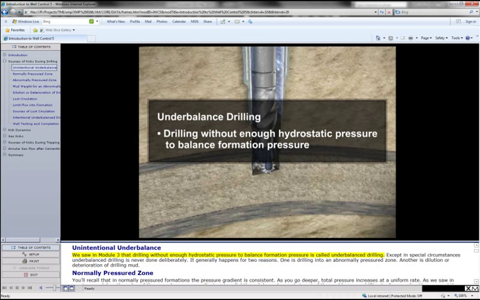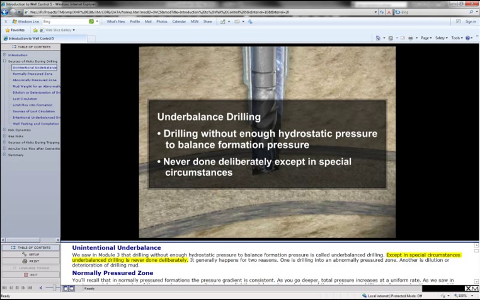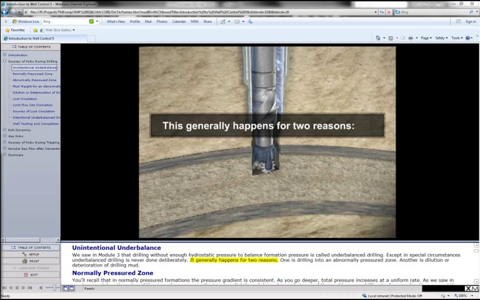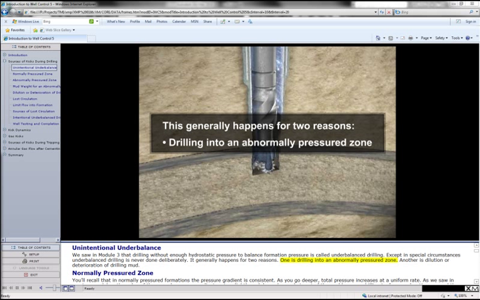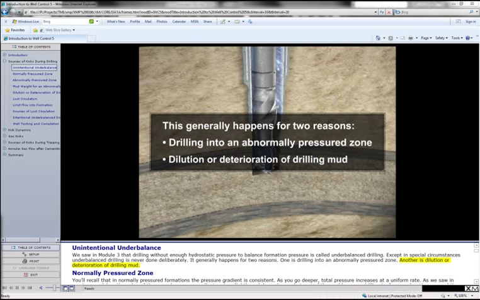We saw in Module 3 that drilling without enough hydrostatic pressure to balance formation pressure is called underbalanced drilling. Except in special circumstances, underbalanced drilling is never done deliberately. It generally happens for two reasons. One is drilling into an abnormally pressured zone. Another is dilution or deterioration of drilling mud.